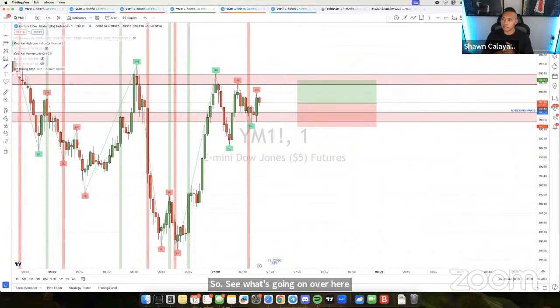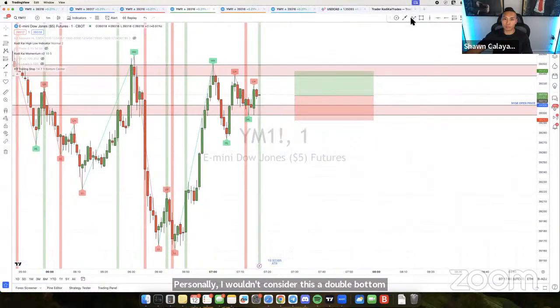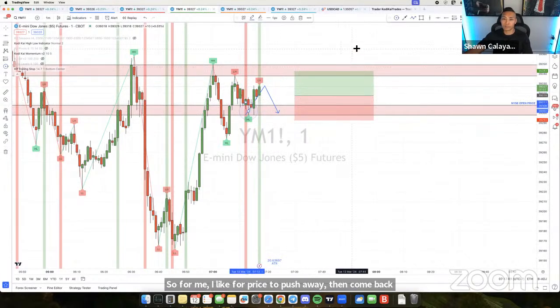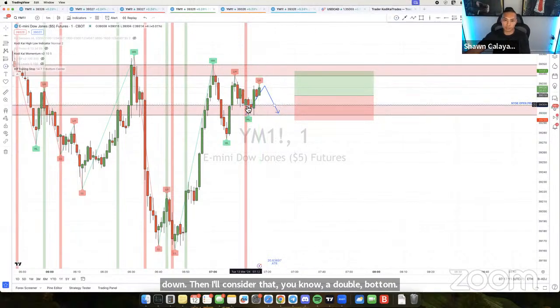Let's see, Kenny's asking, is that a valid double body bottom, green, red candle instead of the red, green candle? Personally, I wouldn't consider this a double bottom right here, Kenny. For me, I want price to actually push away from it first. So I like for price to push away, then come back down. Then I would consider that a double bottom. This right here is a double body though. So this green and red candle is a double body.